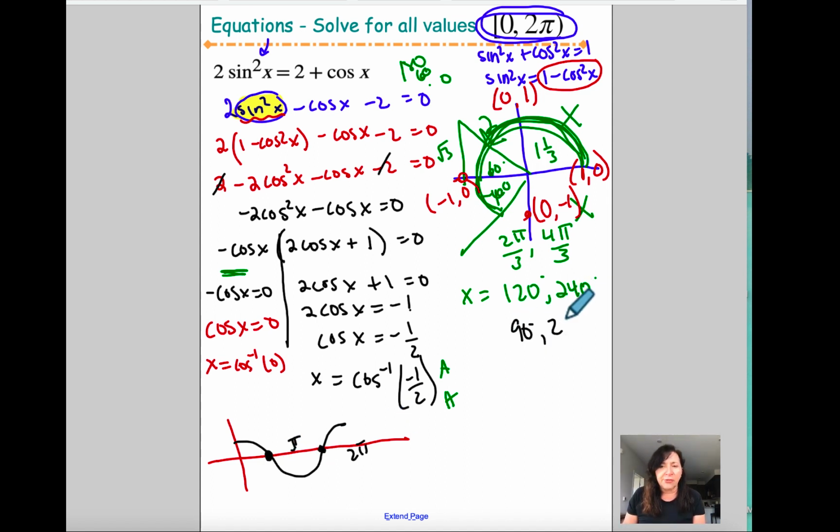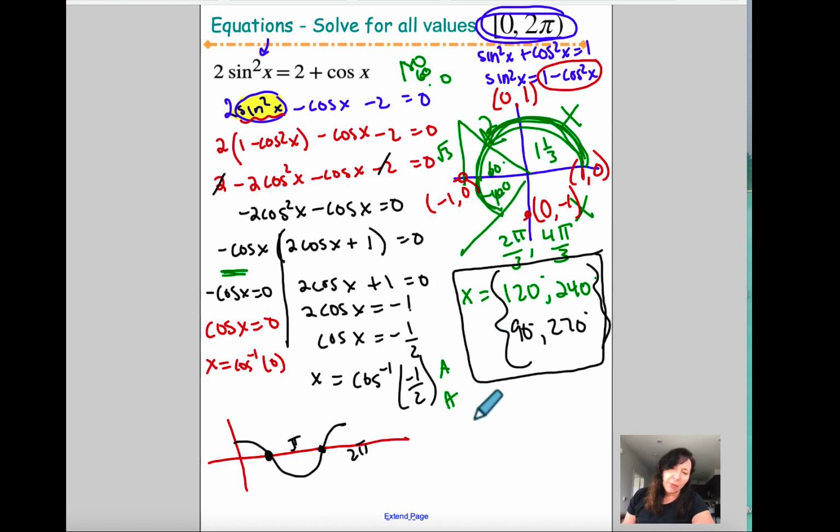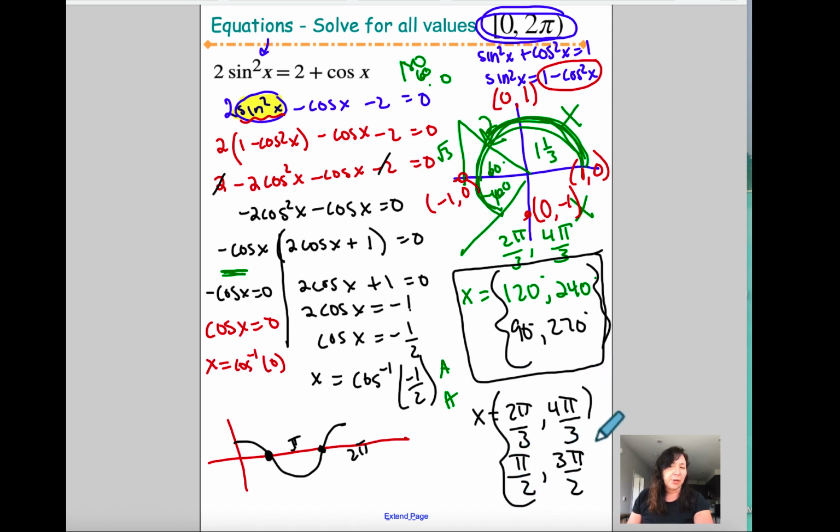Yeah, and 270. So here are all the answers for my equation. And yes, you have to list all of them. So if I was listing all of them in radians, I would say 2 pi over 3. I'd say 4 pi over 3. I would say 90 degrees, which is what? Pi over 2. And I would also say 3 pi over 2. And so all of those answers would be correct.